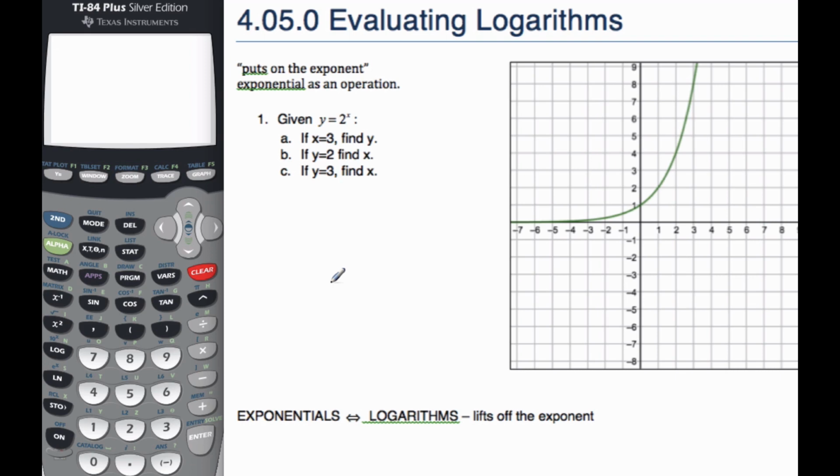Okay, so Mr. Ops here, and today we're going to be evaluating logarithms. If you see here, I have this graph of y equals 2 to the x, which is y equals 2 to the power x, and I'm going to do these problems.